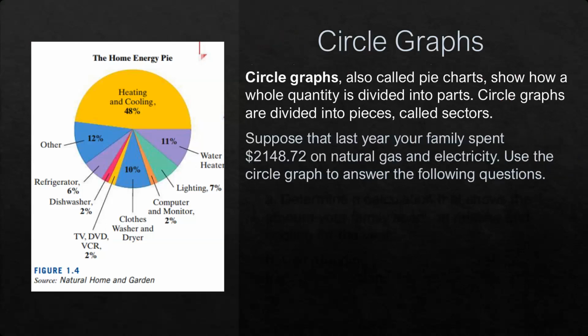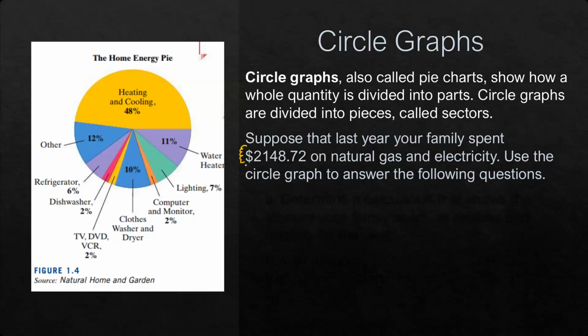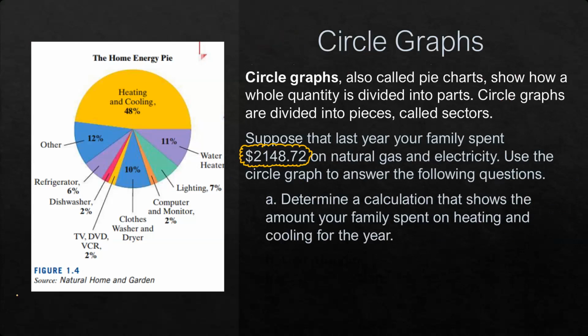Suppose that last year your family spent $2,000, and I would like to highlight the number. Last year, a particular family spent this amount on natural gas and electricity. Use the circle graph to answer the following questions. Determine a calculation that shows the amount your family spent on heating and cooling for the year. Heating and cooling is here, and it seems like 48% of the natural gas and electricity was spent on heating and cooling.